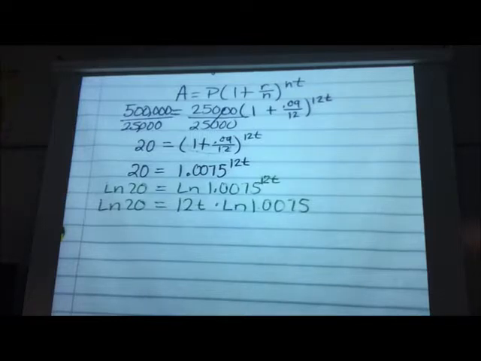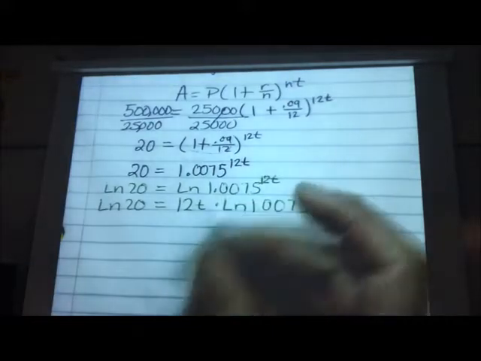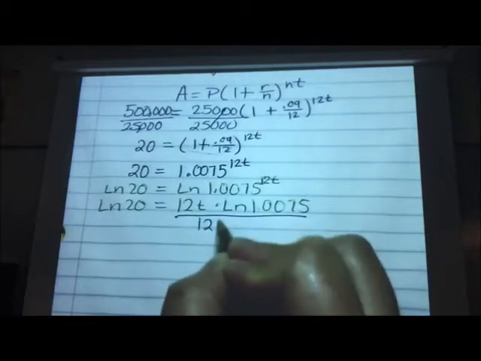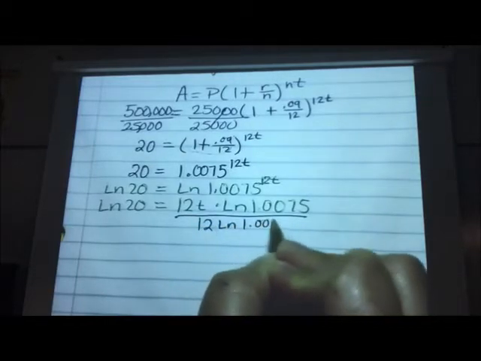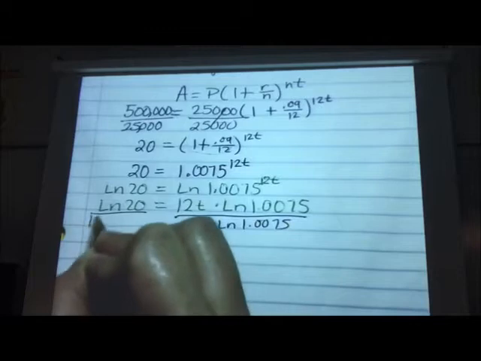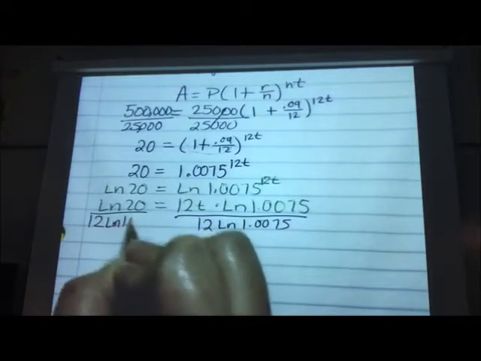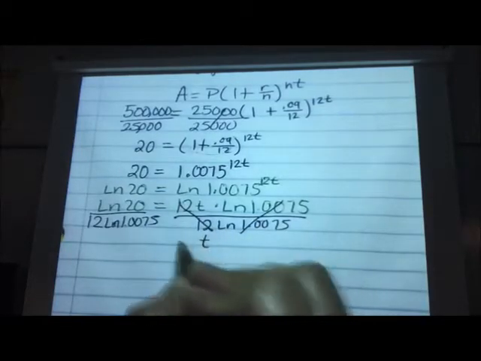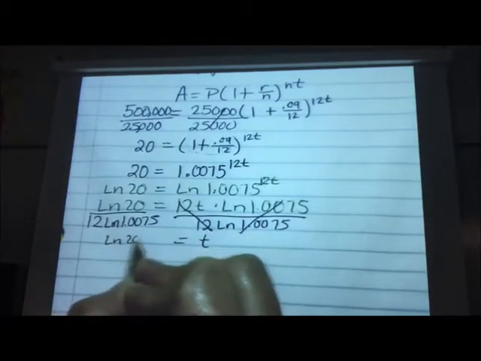Divide by what? Who are you supposed to divide by? The ln thing and the 12. So I have to divide by 12 ln of 1.0075. So that cancels, and t equals whatever this is.